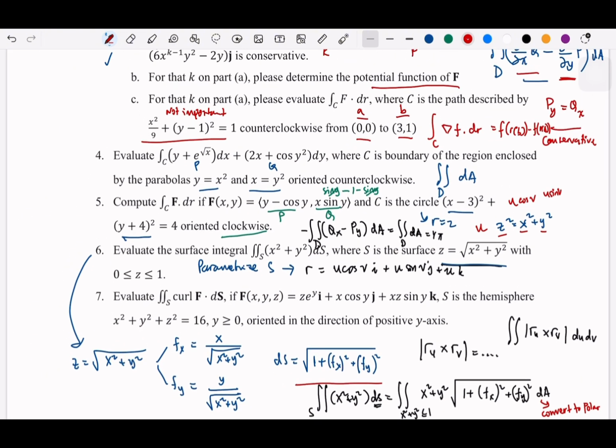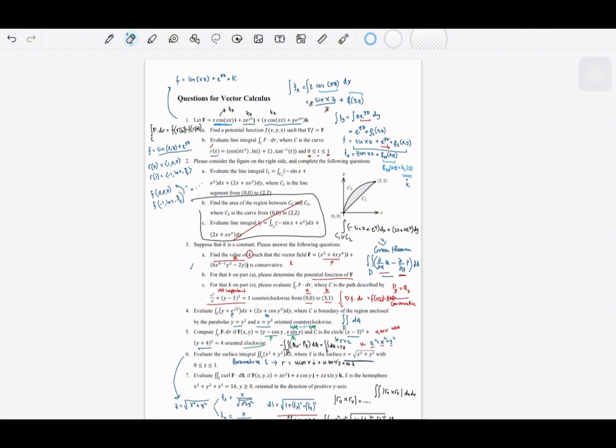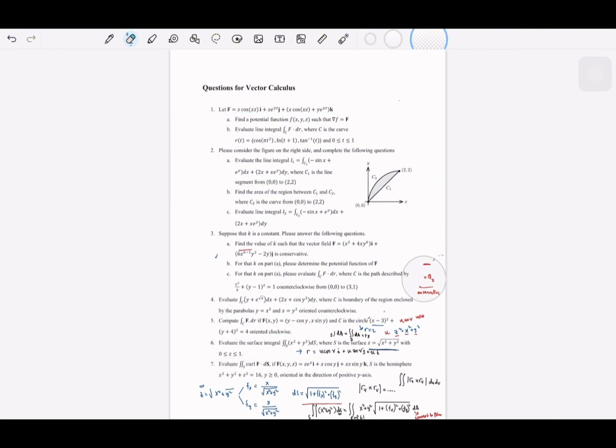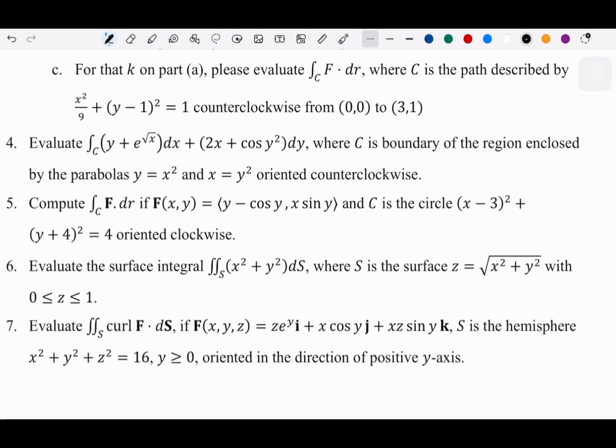The last part is basically the Stokes theorem. So we have the curl F, and S is the hemisphere. Let me explain this a little bit. Let me erase this for a while. So we have F, so we can find the curl. And then basically this is the hemisphere, a sphere with radius 4, right? Radius is 4.